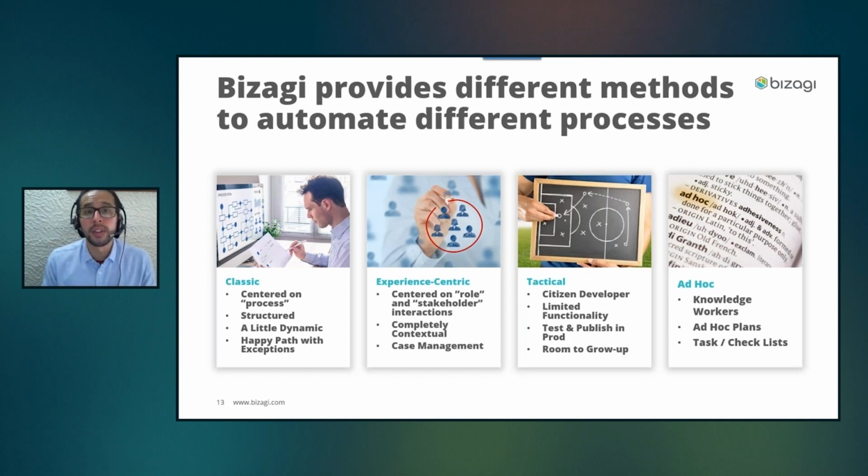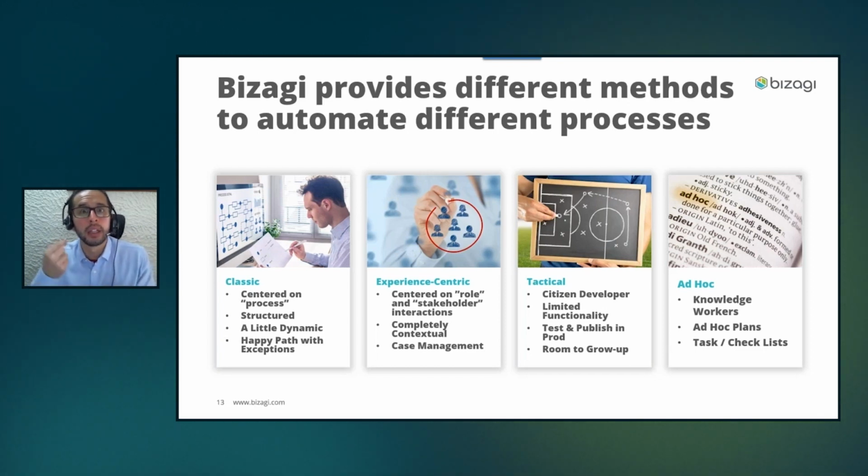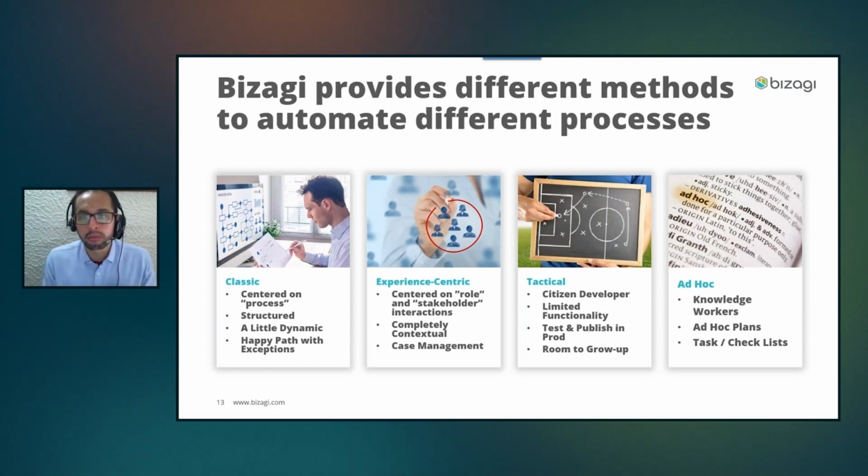The third one is going to be the tactical one. And these are the ones that are part of the revolution that we're trying to put in the market, this citizen developer revolution. So how can we empower our citizen developers to help us to automate processes that do not require too much coding, right? Low code for these tactical processes. This is the feature that in Bizagi is called live processes.